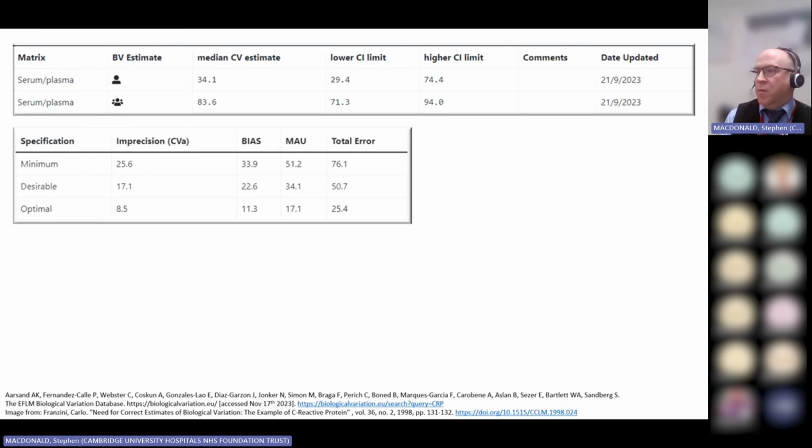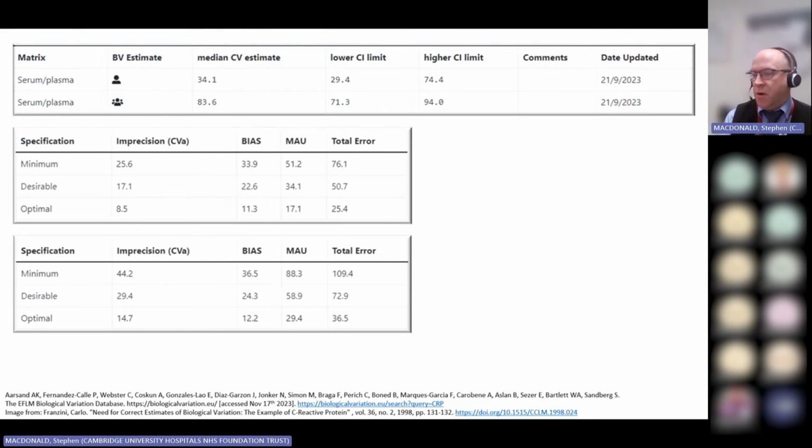And we can look at from the database here what the values are for the intra and inter biological variation in the CRP. That is massive. So a 34% intra individual biological variation and 83.6 for the inter, so across individuals. This is for a simple CRP assay. For a high sensitivity CRP, it gets even worse. And what you can see is from the performance specifications we're trying to hit, saying that we can have an allowable total error of 100% in our results is completely unsatisfactory.